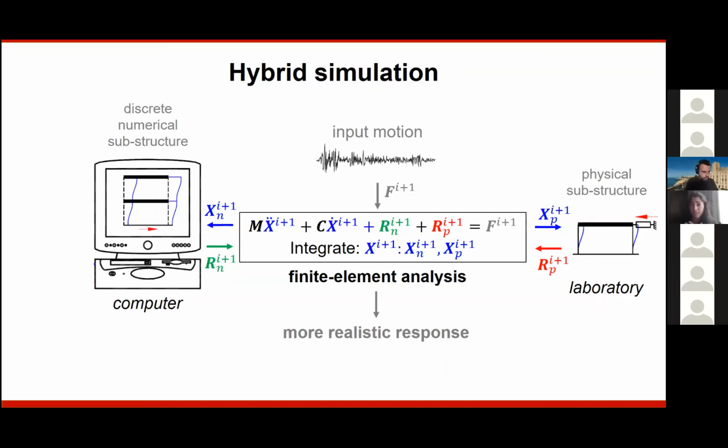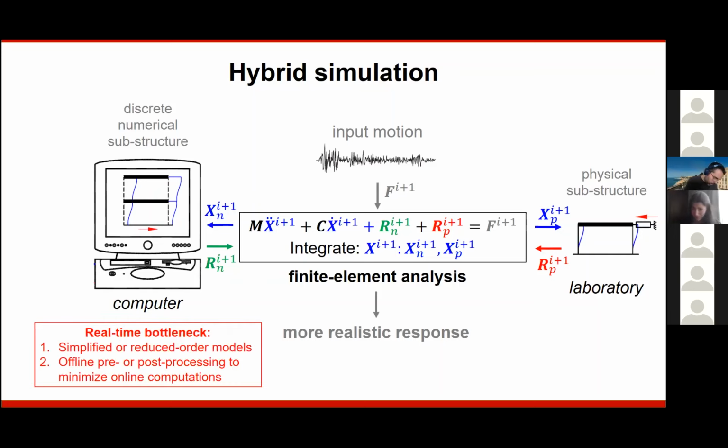Now, the issue is if you have any sort of rate dependency and you want to operate this hybrid simulation in real time, you enter into this real-time bottleneck that was expressed very well in the presentation before this. And so we need this computational model to keep up with whatever we're doing in the lab. The typical approaches are to approach the numerical portion in a simplified way, or potentially a reduced order model. You can even use a machine learning physics-based approach, or you do some offline pre or post processing to minimize that computational time.